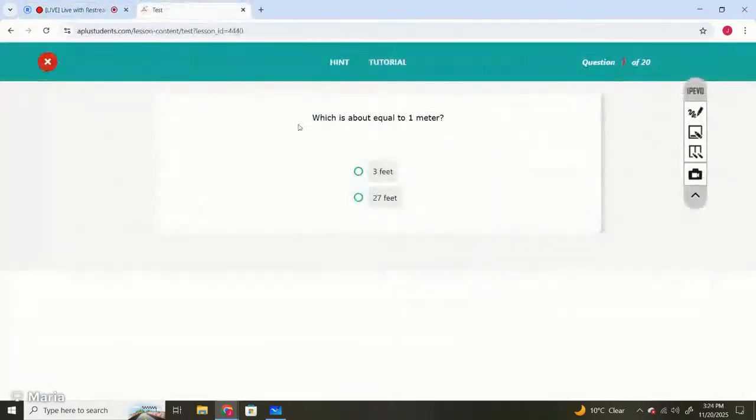Which is about equal to 1 meter? So 1 meter is equal to 3 feet. 1 meter is about equal to 3 feet. So option number 1 is the correct option.